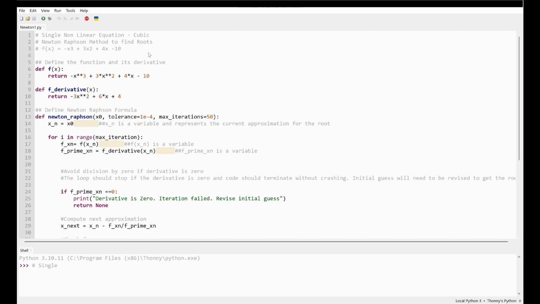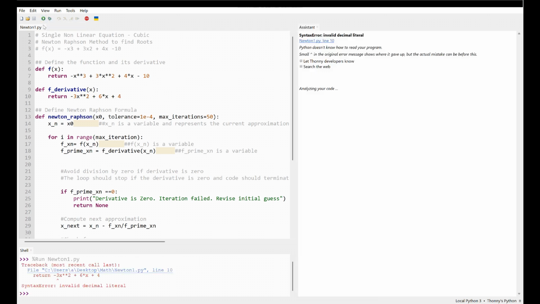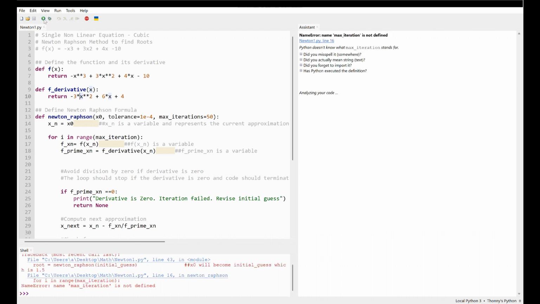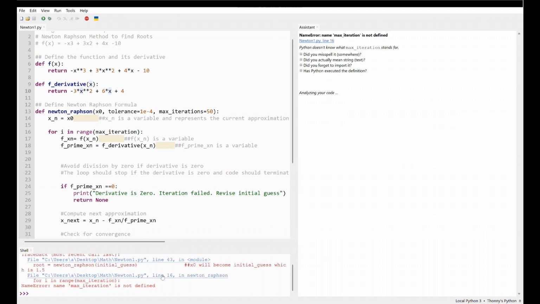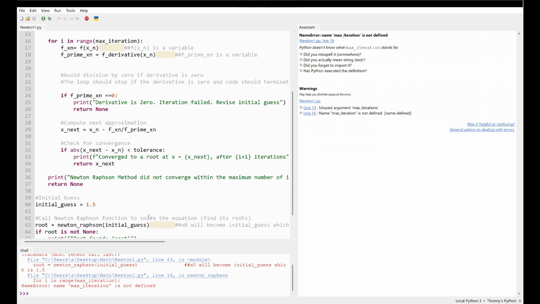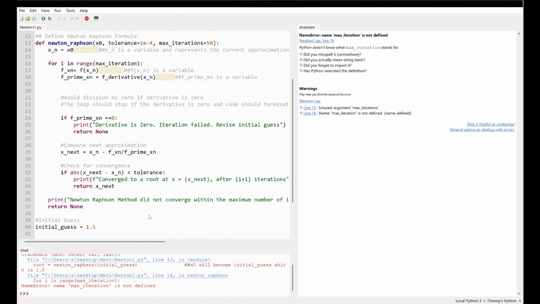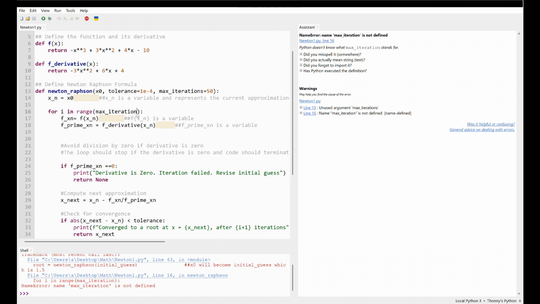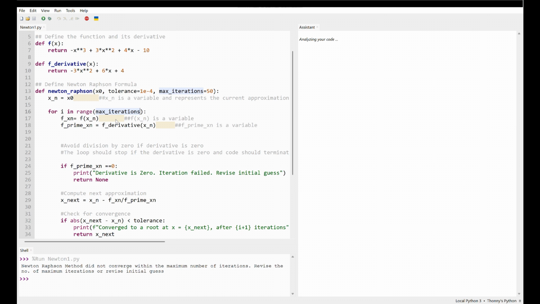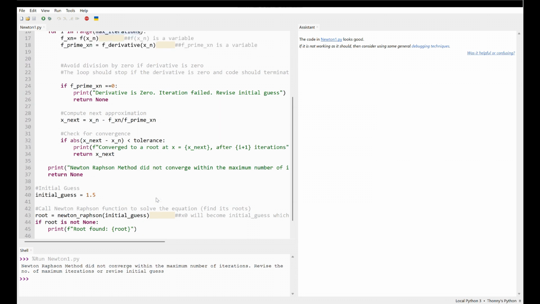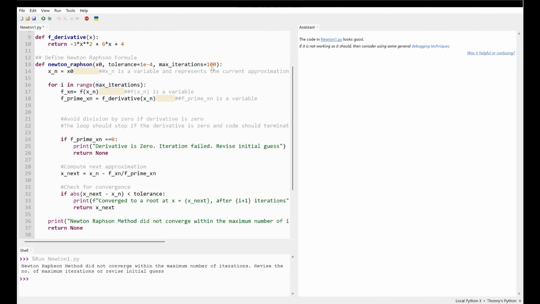Let's try to run it now. Oh, we got an error. Okay, so seems like the equation we put in, we forgot to include the multiplication sign. Let's run it again. Oh, another error. Seems like we missed something. Okay, so maximum iterations. Let's run it again. Oh, says Newton Raphson method did not converge. Why?